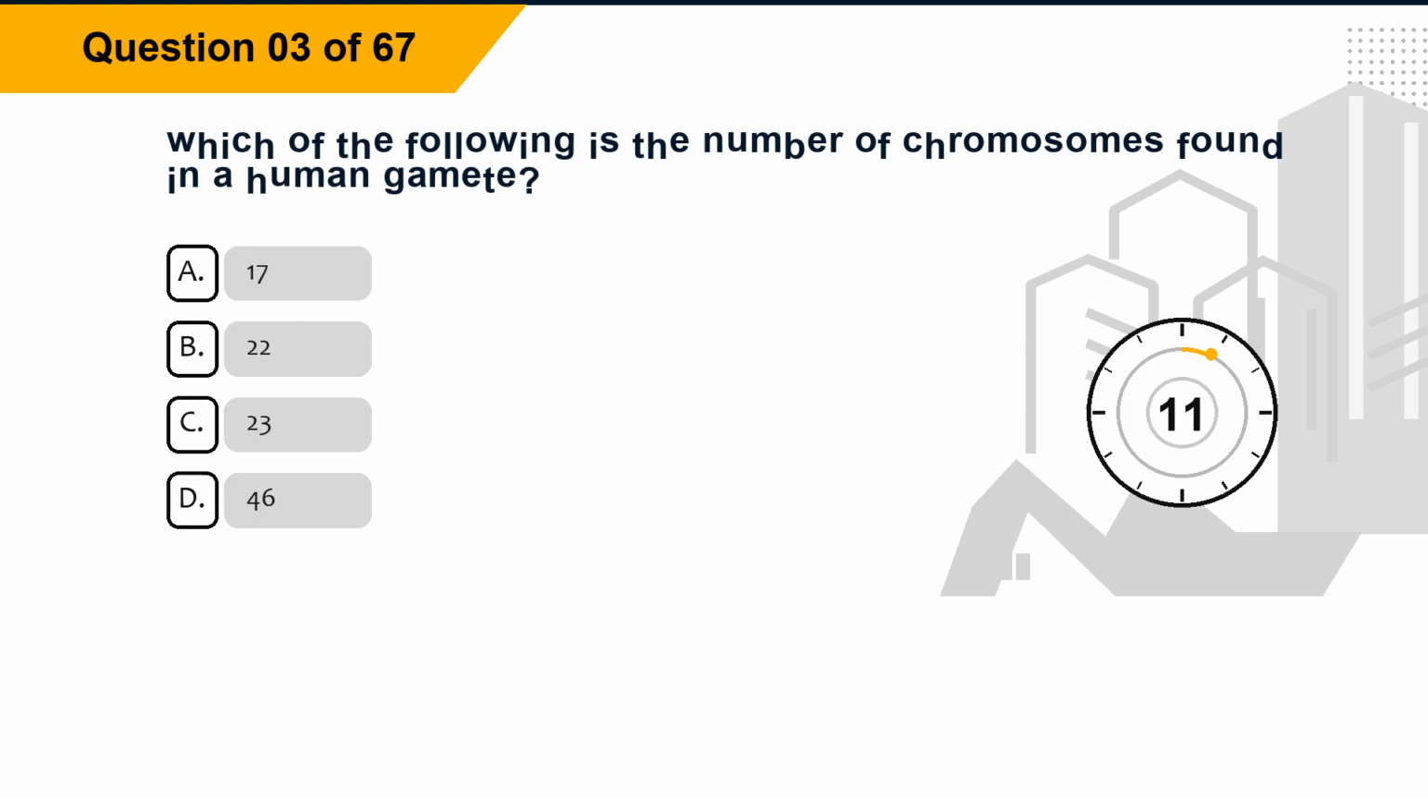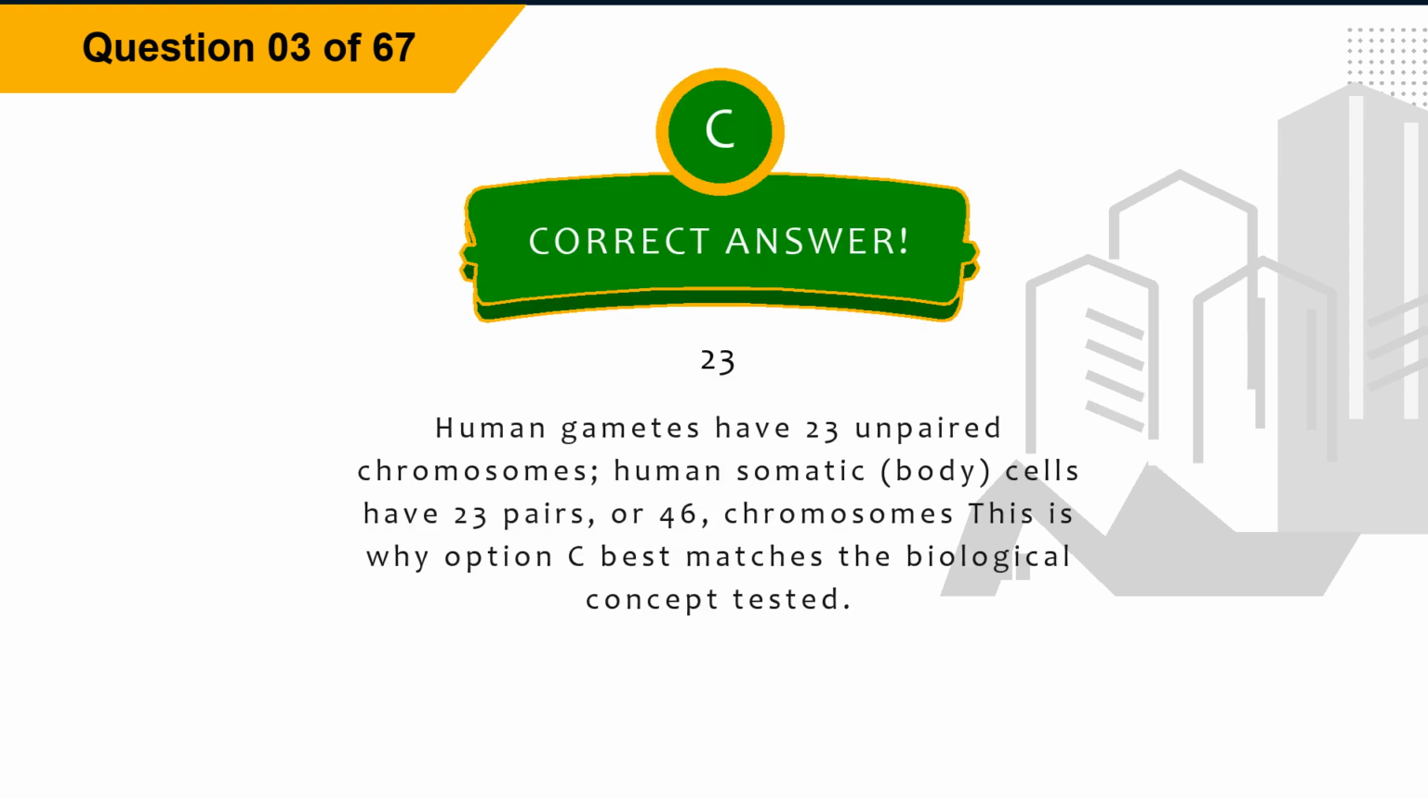Question 3. Which of the following is the number of chromosomes found in a human gamete? Option A, 17. Option B, 22. Option C, 23. Option D, 46. The correct answer is option C, 23. Explanation. Human gametes have 23 unpaired chromosomes. Human somatic body cells have 23 pairs, or 46, chromosomes. This is why option C best matches the biological concept tested.